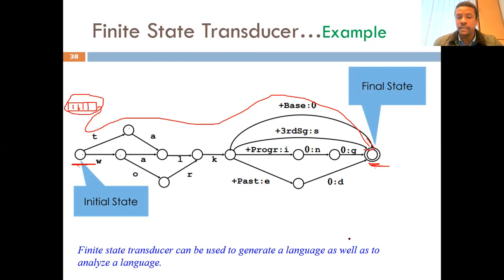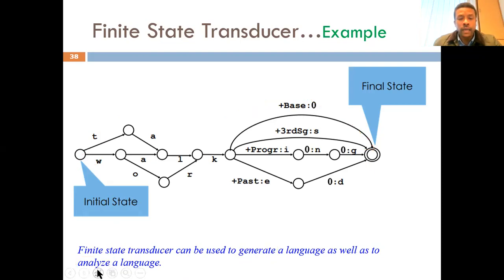It should start from the initial state and arrive at the final state. So we know that using a finite state model, we can generate a language. At the same time, we can also analyze a language. Both analysis and generation of a language can be done using a finite state model. Now, let's simply take this as an example.